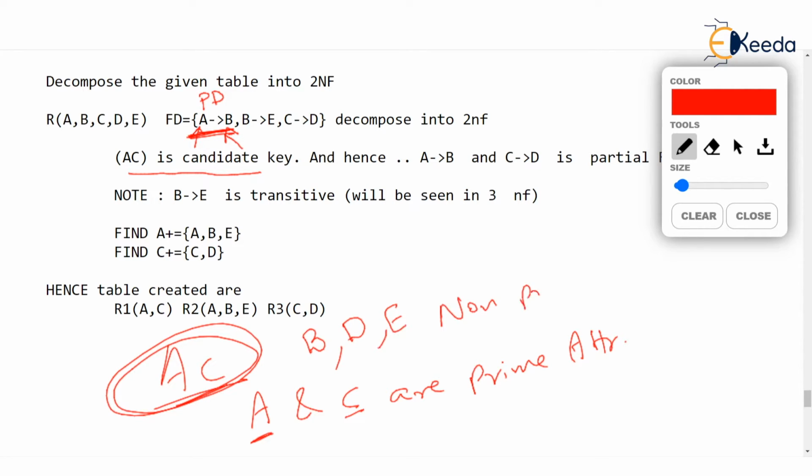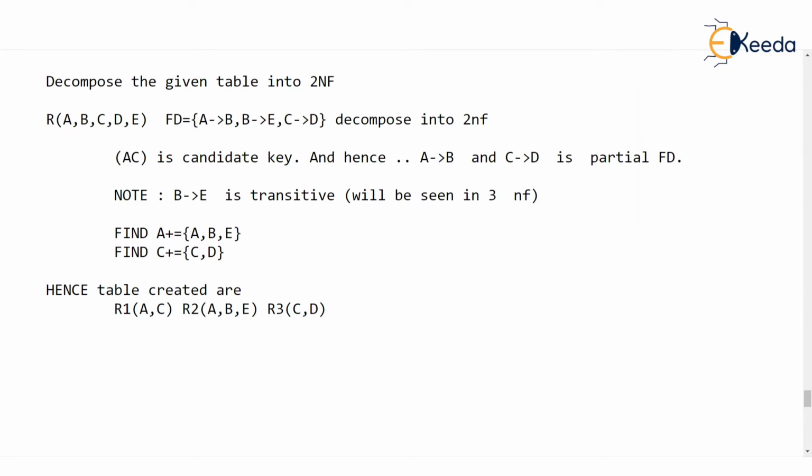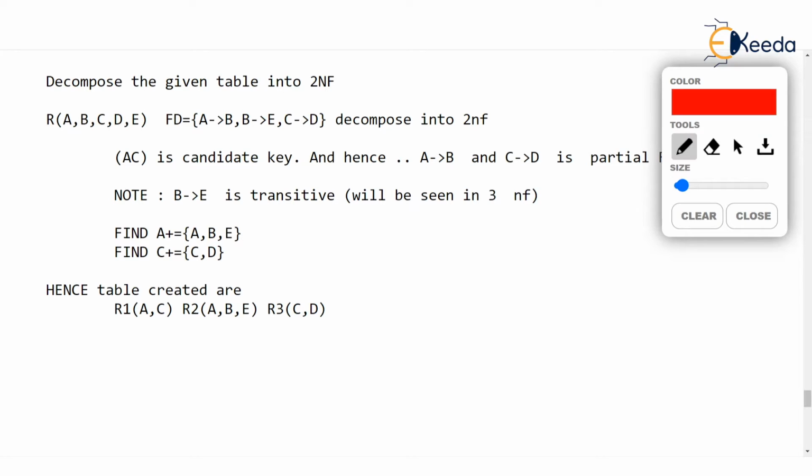So what do we mean by partial dependency? The left hand side of the dependency is a subset of the candidate key. Okay, A is a subset of AC, and the right hand side of the dependency is a non-prime attribute, then such a dependency is known as a partial dependency. That's it. You have now found that this table R is not in 2NF. Not in 2NF, because to be in 2NF, no such partial dependencies must be present.